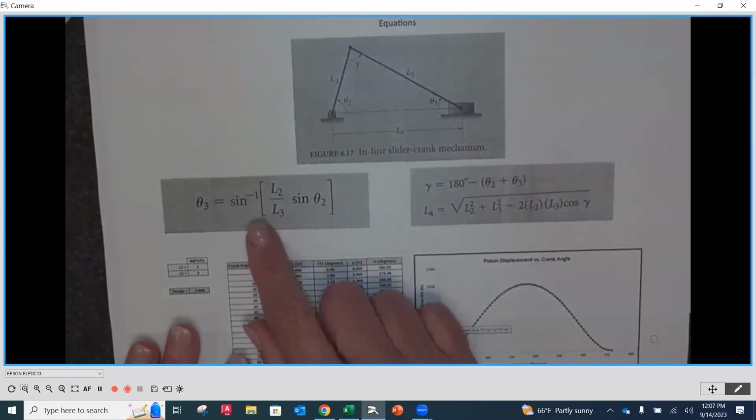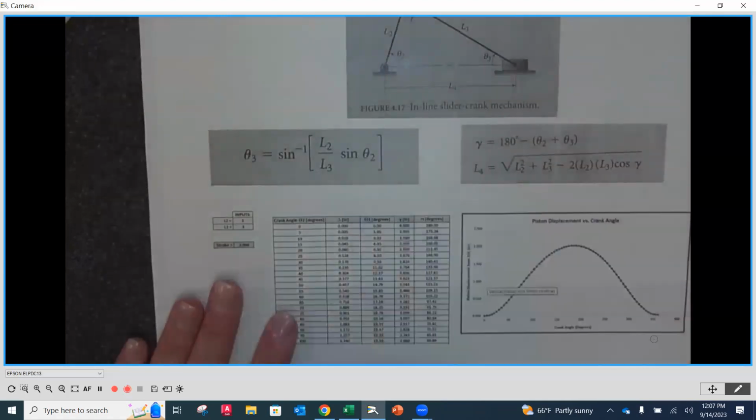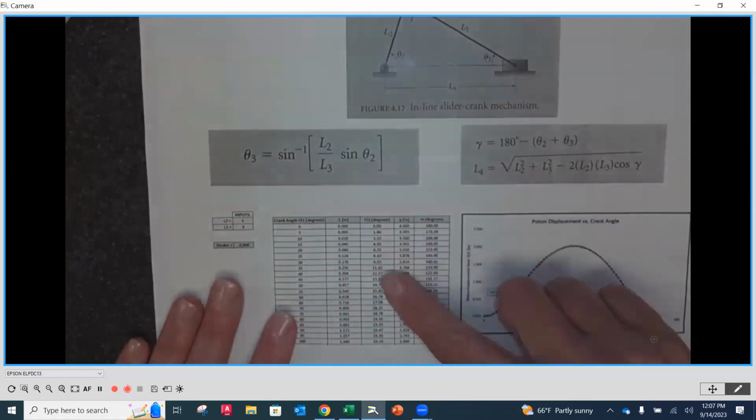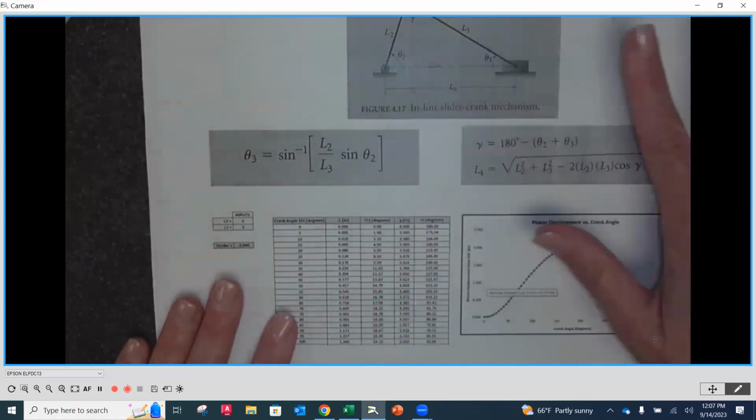So you will have a column where you calculate, and you'll notice down here, on the spreadsheet that I created, I have a theta 3 value. Everybody following along with me?